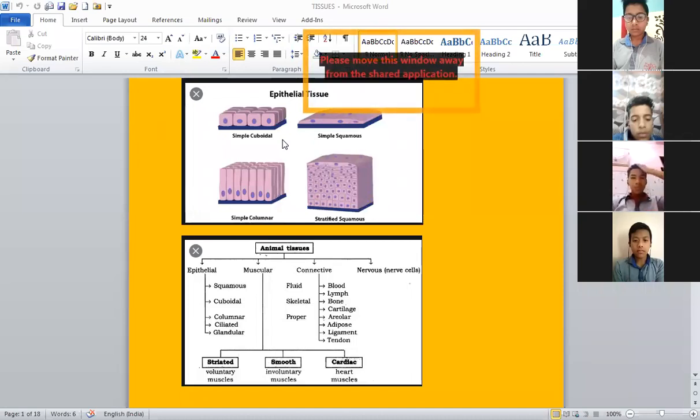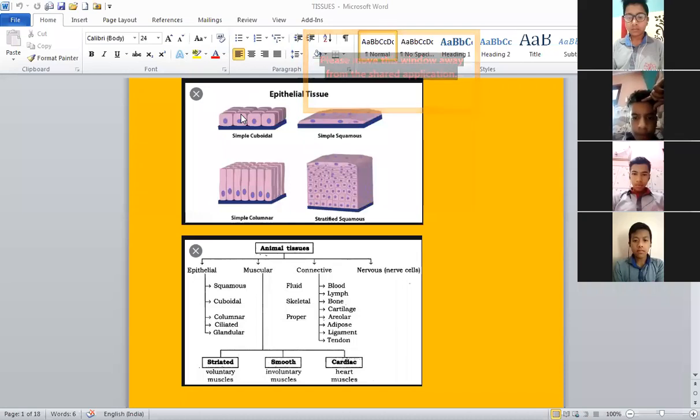The structure of epithelium tissue is a continuous sheet of tightly packed adherent cells. You can see the cells are tightly packed and they are close to each other. They are tightly packed with no intercellular spaces. If intercellular space is there, it is very little, but usually it is absent.